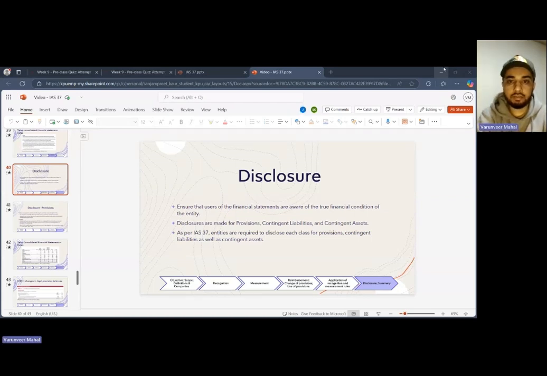Hi everyone. I'll now talk about disclosures. The purpose of disclosures is to ensure that the users of the financial statements are aware of the true financial condition of the entity. Disclosures are made for provisions, contingent liabilities, as well as assets. And as per IAS 37, entities are required to disclose each class of provisions, contingent liabilities, and contingent assets. Classes means different groups, like warranties and asset retirement obligations. They are different classes.